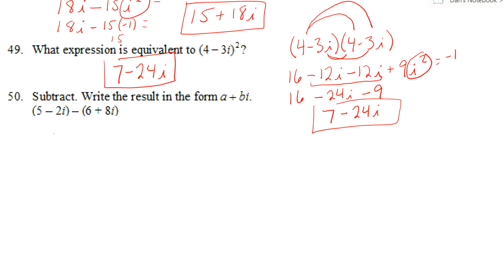And the last one is subtract. We have to make sure when we subtract, we're going to subtract each one of these, which means that negative sign has to be distributed to both of those. So we have negative 8i minus 8i. Just combine like terms. 5 and negative 6 is a negative 1. Negative 2i and negative 8i is a negative 10i.